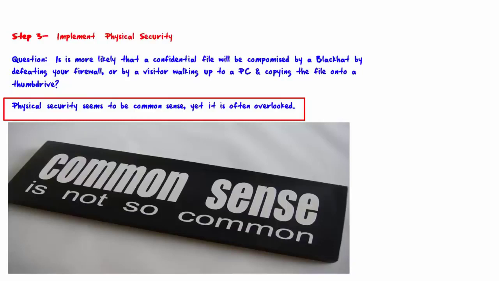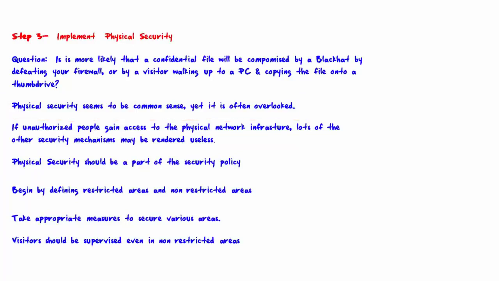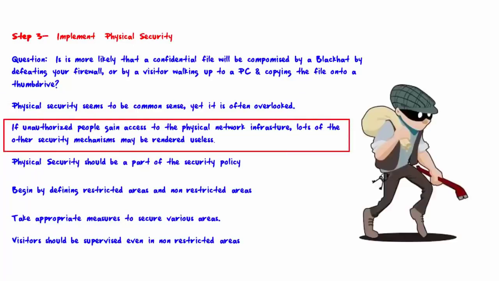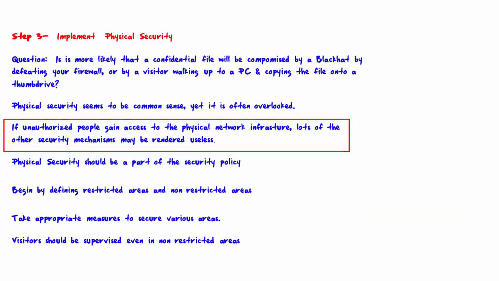Physical security may seem to be common sense, yet it is often overlooked. If unauthorized people gain access to the physical network infrastructure, lots of other security mechanisms may be rendered useless. Physical access suggests at least the possibility of being able to bypass other security mechanisms.